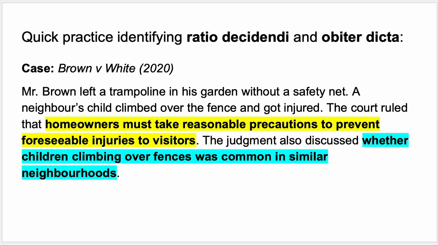Homeowners must take reasonable precautions to prevent foreseeable injuries to visitors. That's kind of what they have to do. That's the binding part. And then we've got some additional comments, the obiter dicta, which is useful but not binding. So, the court discussed whether children climbing over fences was common.